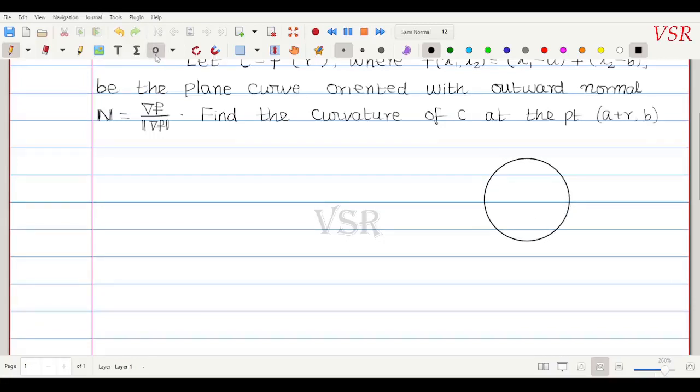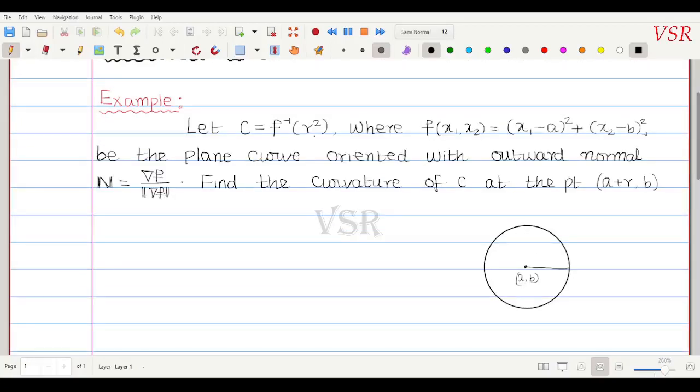Okay, so let me take a center point. This is my center point, which is a comma b, the center (a, b). Then the radius is r, since f of x equal to inverse of r square. So this represents a circle with center a comma b and radius r. This point is a plus r comma b. Only the x coordinate changes by r distance, b is constant, so a plus r. So what is the curvature at this point is the given problem.